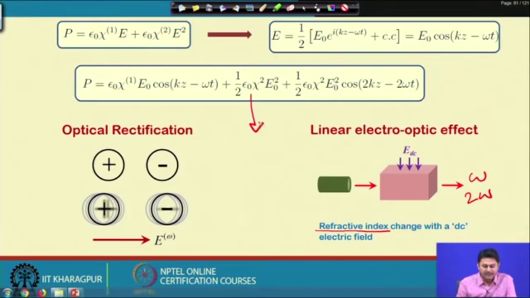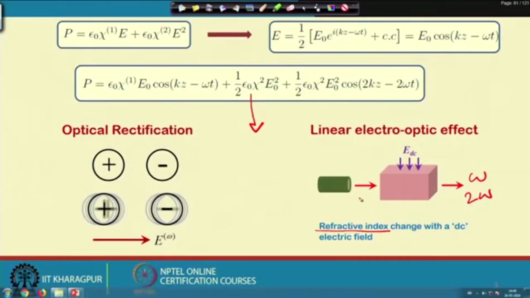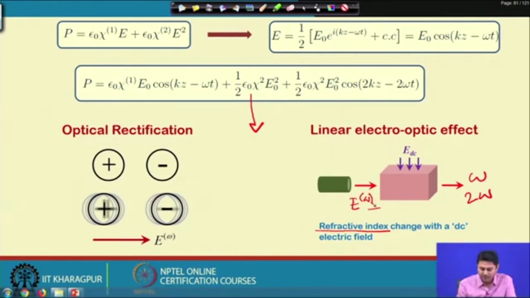Here in optical rectification, only for this term where no external DC term is there, it will just change the average separation of these things, but the refractive index is not going to change. But in the linear electro-optic effect, there is a possibility that we can change the refractive index by launching the DC electric field from outside. On top of that, I am launching an electric field which is a frequency component E omega, along with a DC field. We are going to discuss this in detail in the next slide.